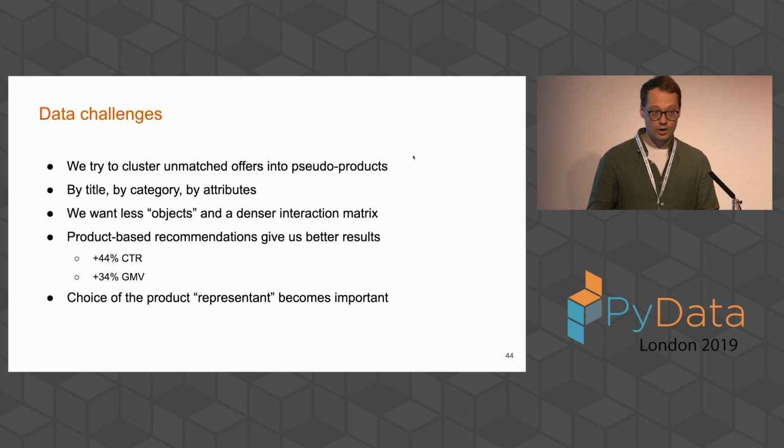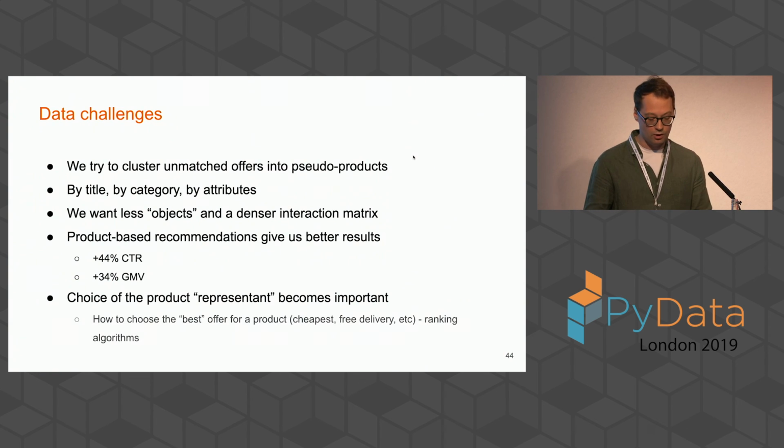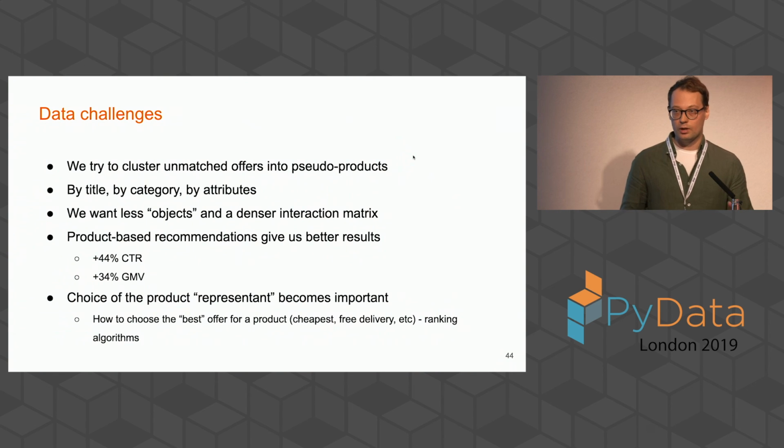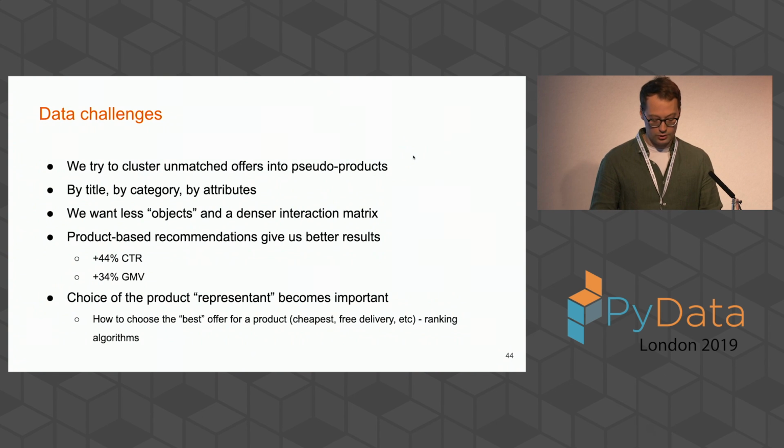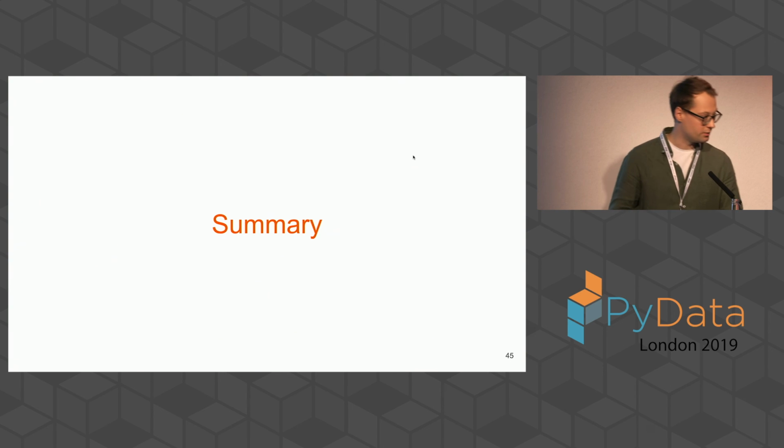But in this scenario, there is a new problem, namely the choice of the representative of a given product. We have to choose the best offer for a product from our similarity model. And we can do it by choosing the cheapest one, including the free delivery, and so on. In general, we plan to solve this issue using re-ranking algorithms.